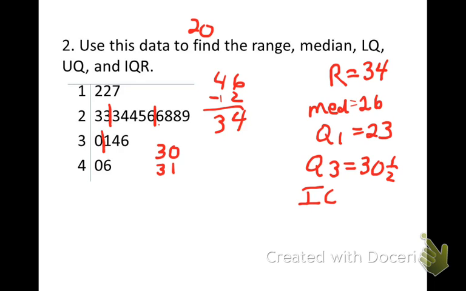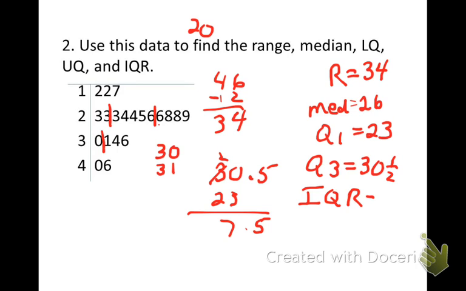And then my interquartile range, I'm going to take 30.5 minus 23. So 0.5, I have to borrow from your 3, 10 minus that, so it would be 7.5 would be my interquartile range. Now when we make a box and whiskers plot here in a minute, we're going to need these things. So that's why it's important to be able to calculate all these statistics.